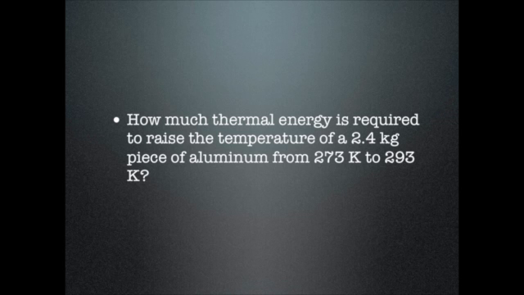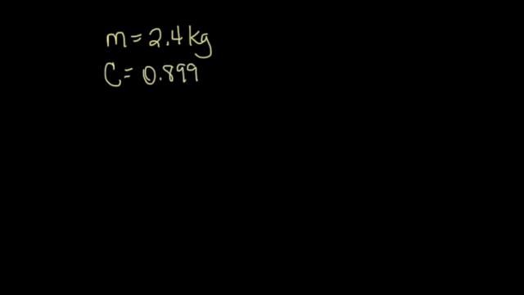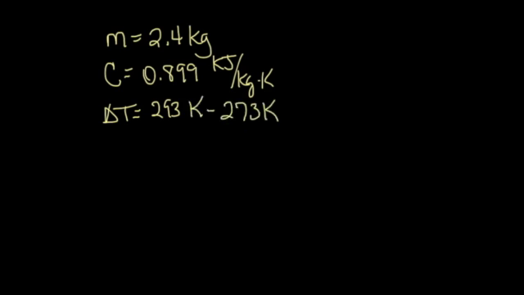So let's do an example using the heat equation. Write this question in your composition book and then we'll work through it together. Pause the video while you do. Start by writing down the given information. The mass is 2.4 kilograms. The specific heat is 0.899. The change in temperature would be 293 Kelvin minus 273 Kelvin, which gives us 20 Kelvin.